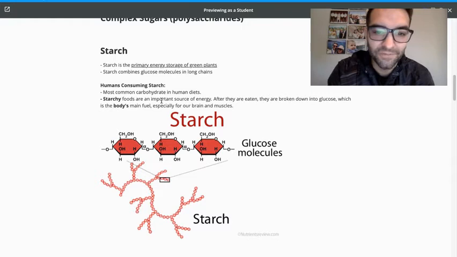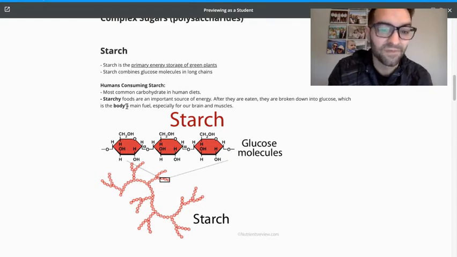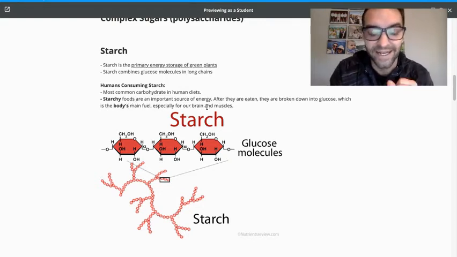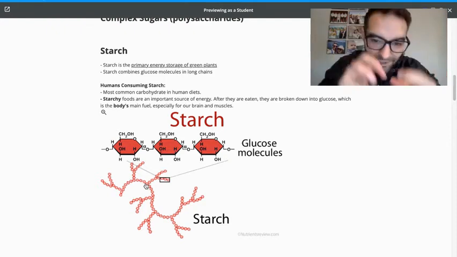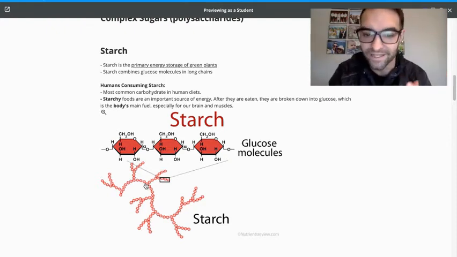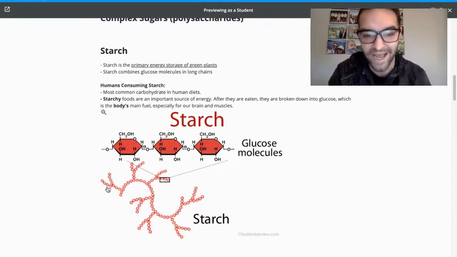Then starchy foods are an important source of energy. And after they are eaten, they are broken down into glucose, which is the body's main fuel, especially for the brain and muscles. So our body can take this large molecule of starch, and it can break each of these glucose molecules apart, and then it breaks the glucose apart further so that we can get the energy from that. So starch, you can imagine, has lots of energy that we can access.